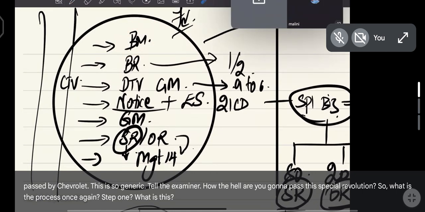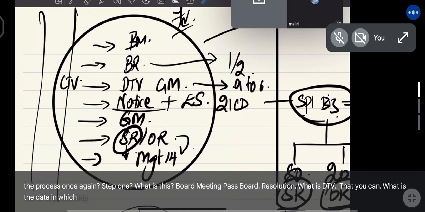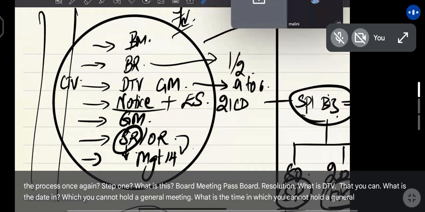Board meeting, pass board resolution. What is DTV? Date, time, venue. What is the date on which you cannot hold a general meeting? National holiday. National.